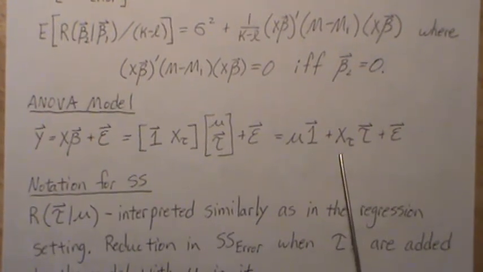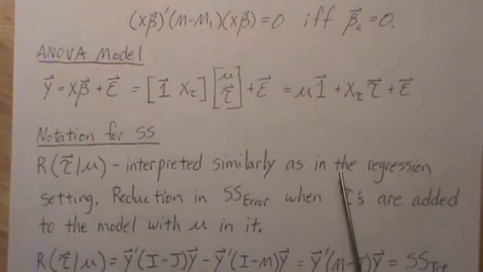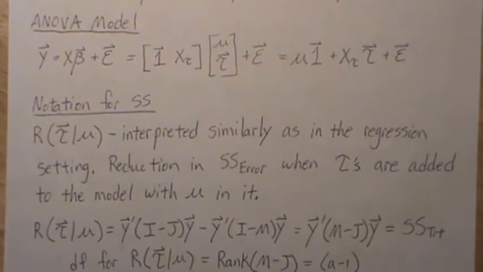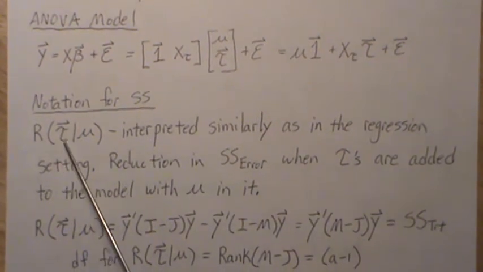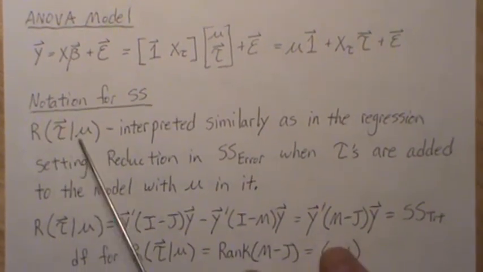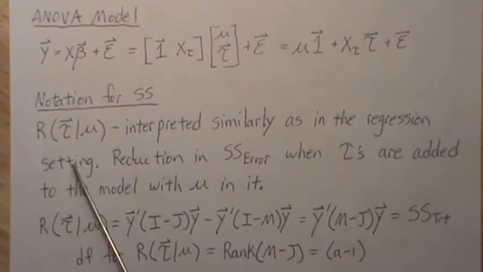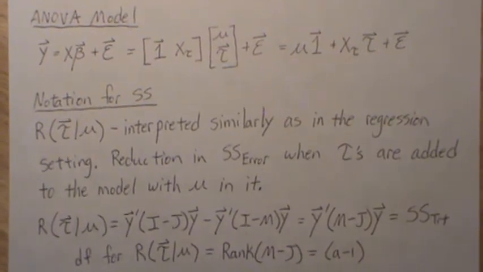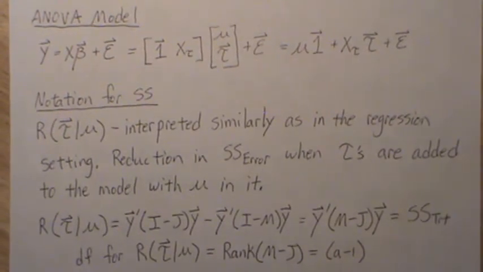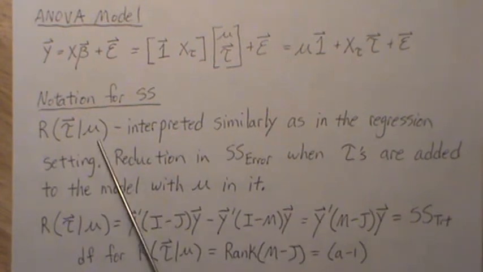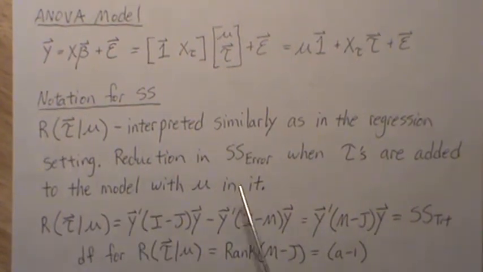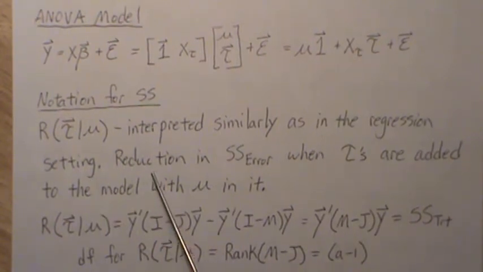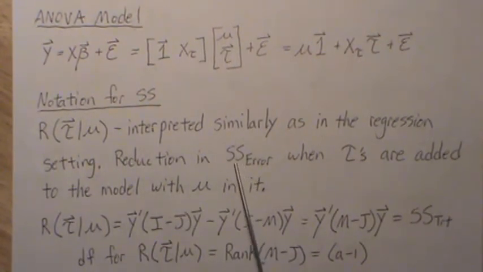Now, the notation in the ANOVA setting is very similar. It's R of, for instance, tau given mu. And this is the same. So it's the reduction in the error sum of squares when the taus are added to the model and when mu is already in the model. It's interpreted as in the regression setting: the reduction in the sum of squares error when the taus are added to the model with mu in it.